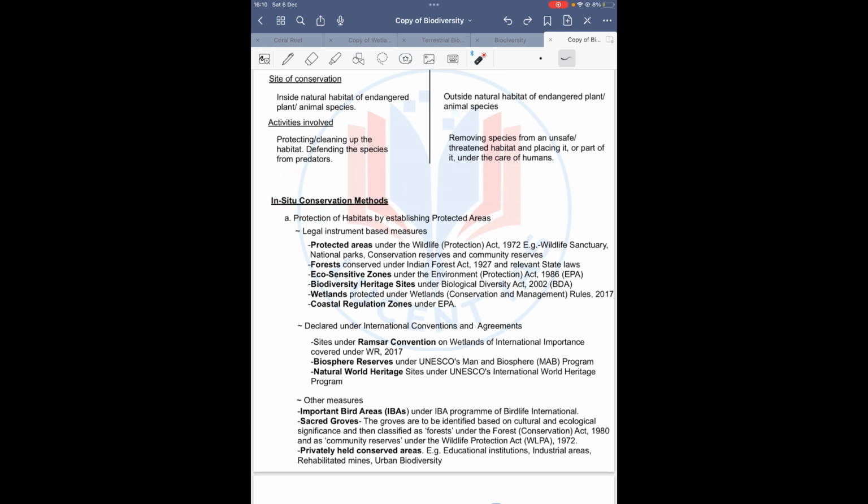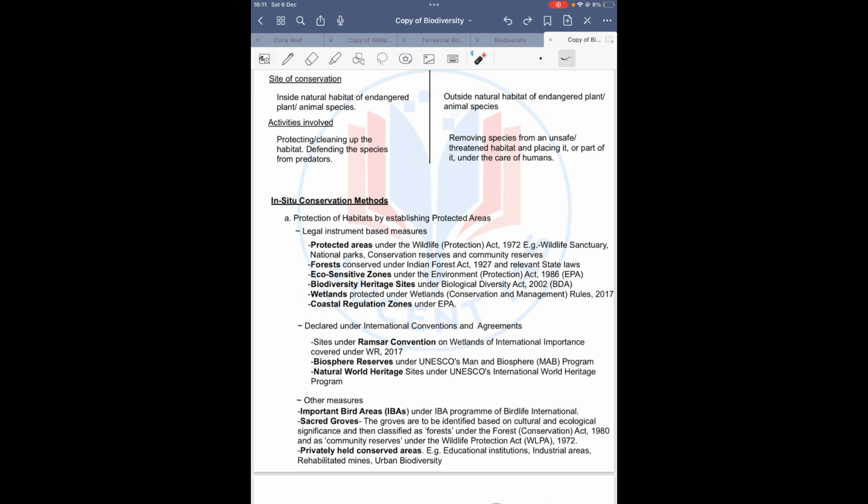So let us see the in situ conservation methods. One is the legal instrument based measures. For example, protected areas under Wildlife Protection Act. Under the Act, 4 types of protected areas are declared: wildlife sanctuaries, national park, conservation reserves and community reserve. Forest conserve under Indian Forest Act 1927 and related state laws. Eco sensitive zone under Environmental Protection Act 1986. Biodiversity heritage site under Biological Diversity Act 2002, Wetlands under Wetland Management Rule 2017, Coastal Regulation Zone under Environmental Protection Act.